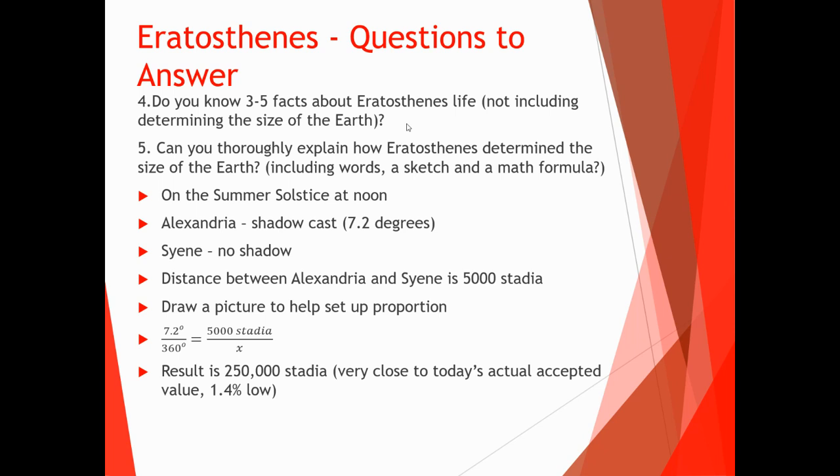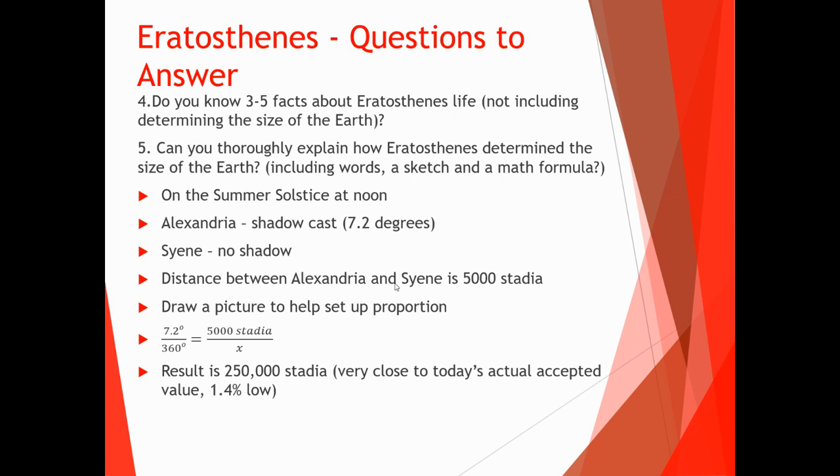I did not include here a sketch because there's one in your book, there was one in the video, but I wanted to go over the main key points here. It was important that this measurement was done on the summer solstice at noon because that allowed the sun to be directly overhead. In Alexandria, there was a shadow cast by the stick in the ground, at an angle of 7.2 degrees. And in Syene, there was no shadow cast because the sun was directly overhead.